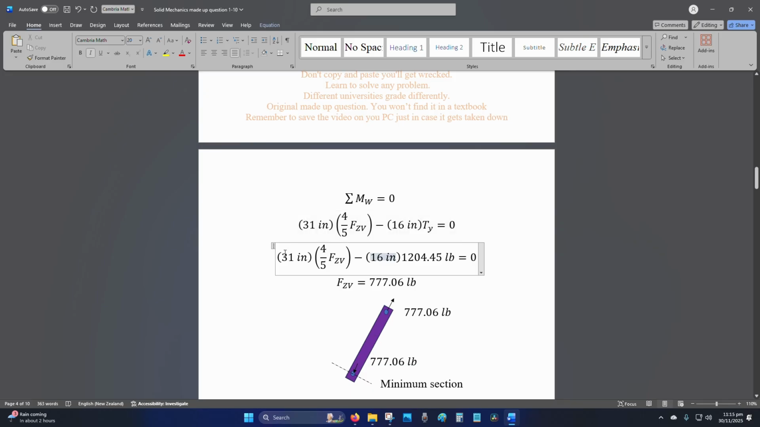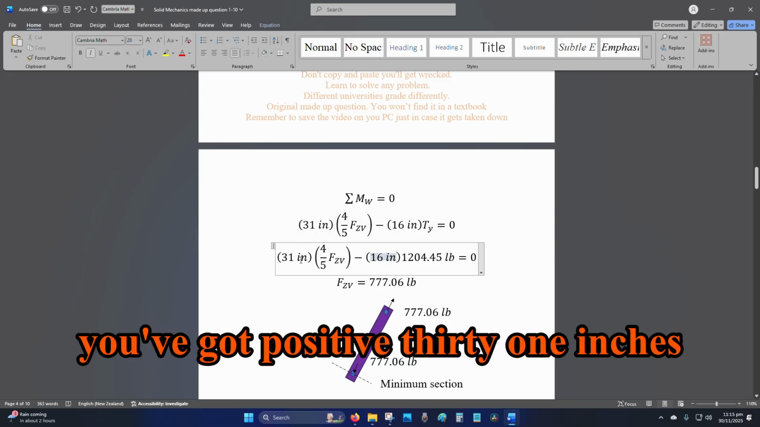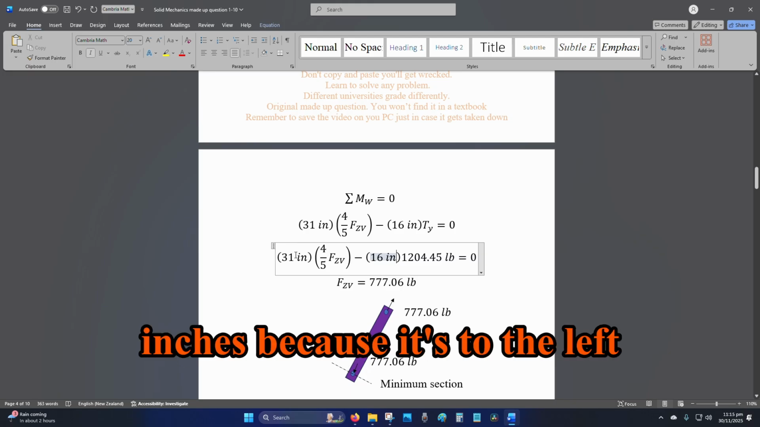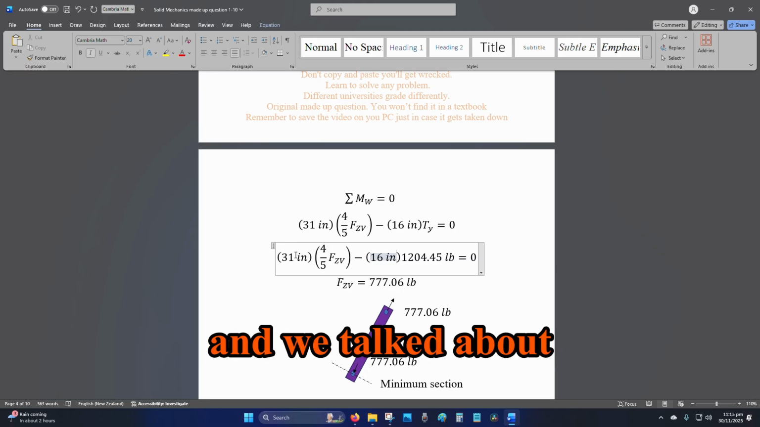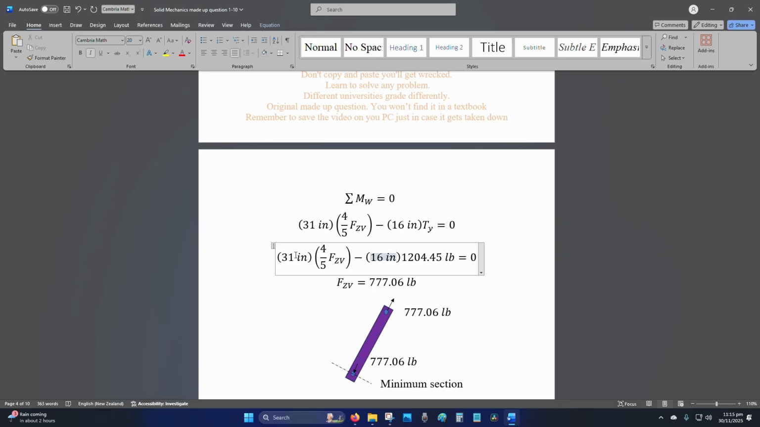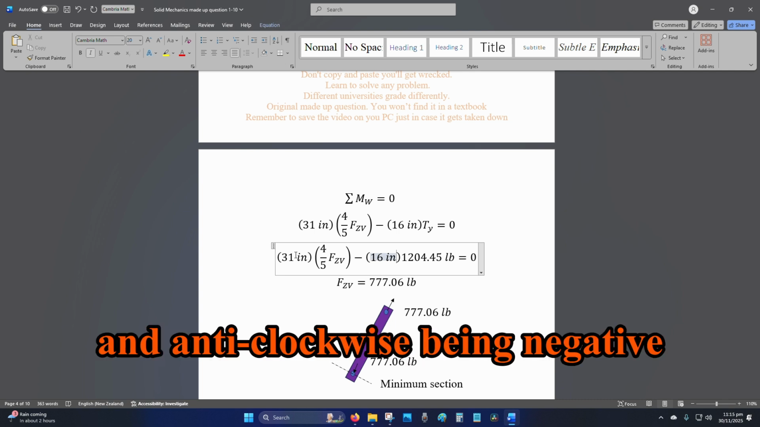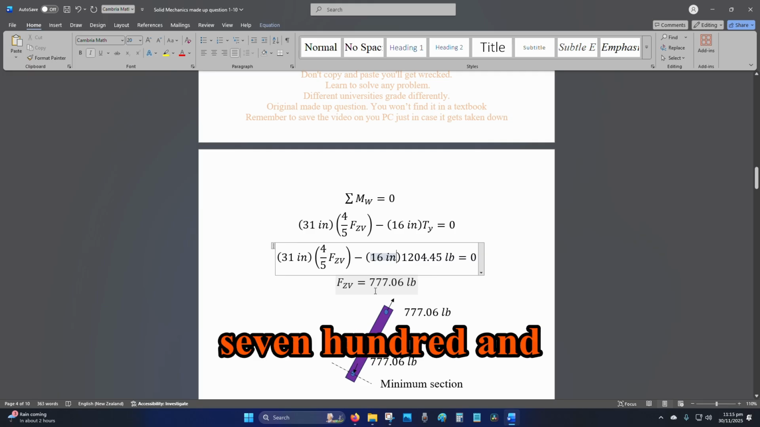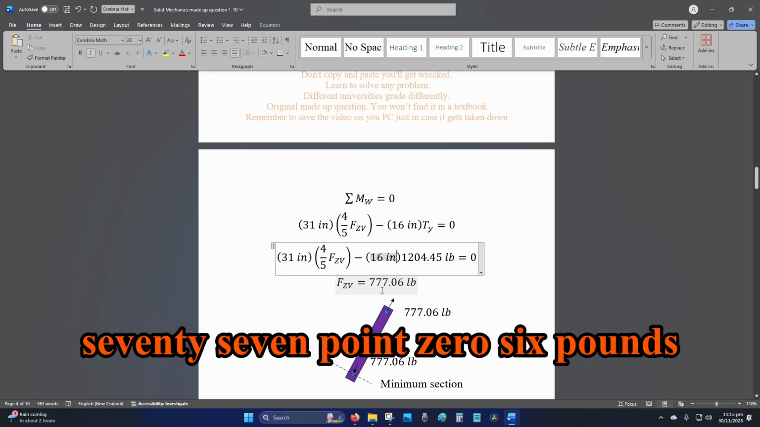So you've got positive 31 inches because it's to the right. You got negative 16 inches because it's to the left. And we talked about why that is, because of the turning moment at point W. So clockwise being positive and anti-clockwise being negative. Okay, so you'll get 777.06 pounds.